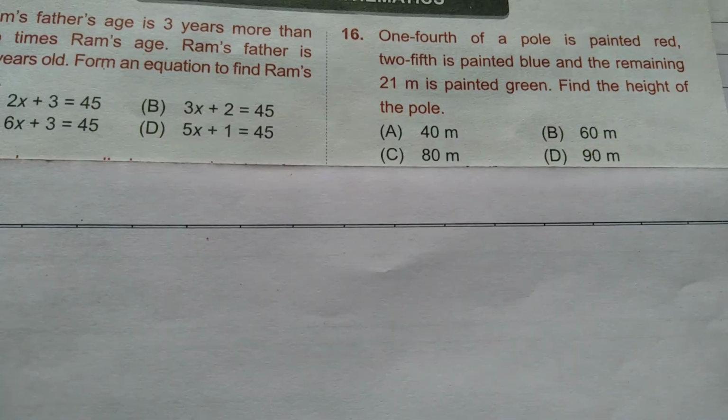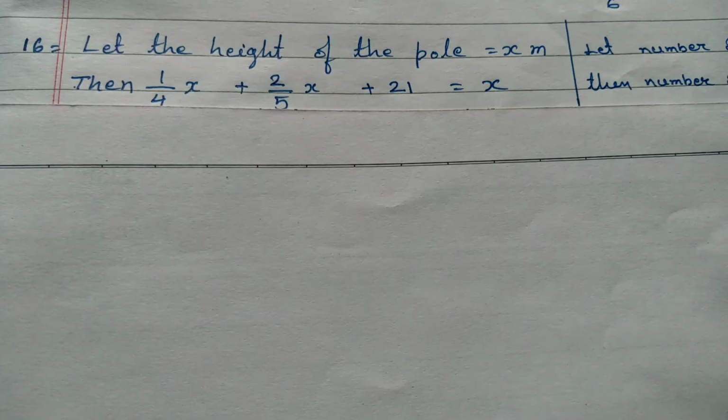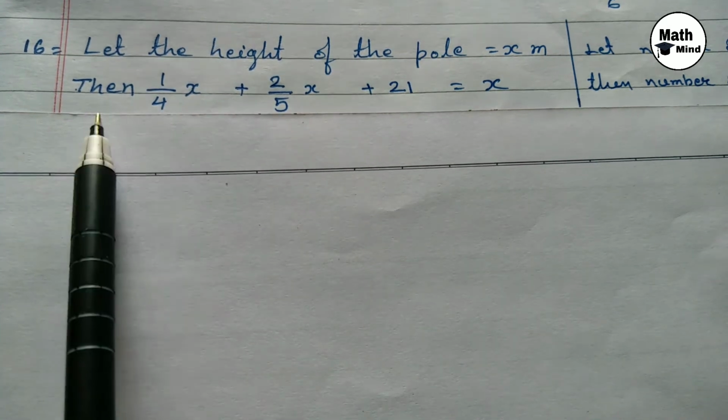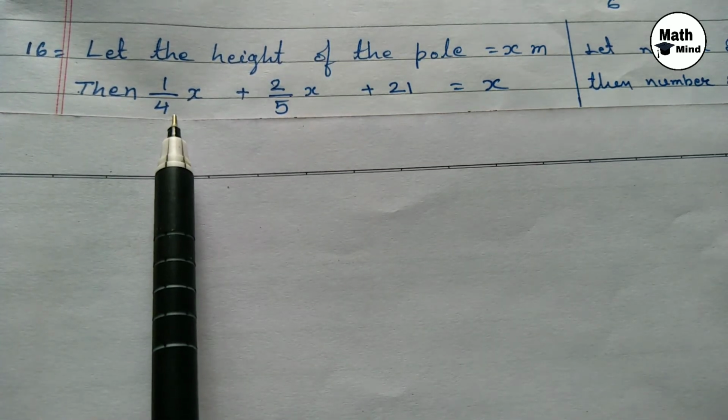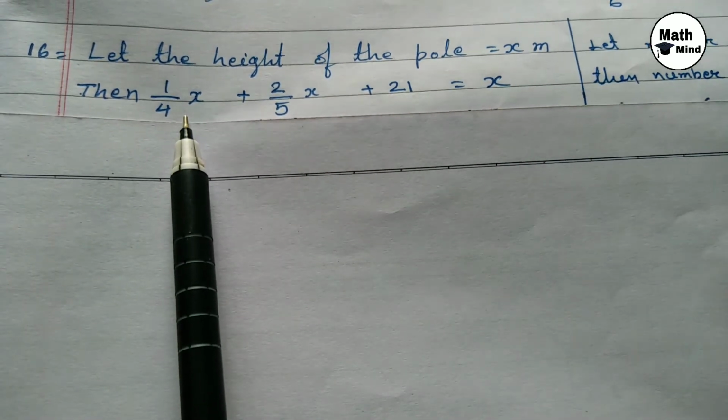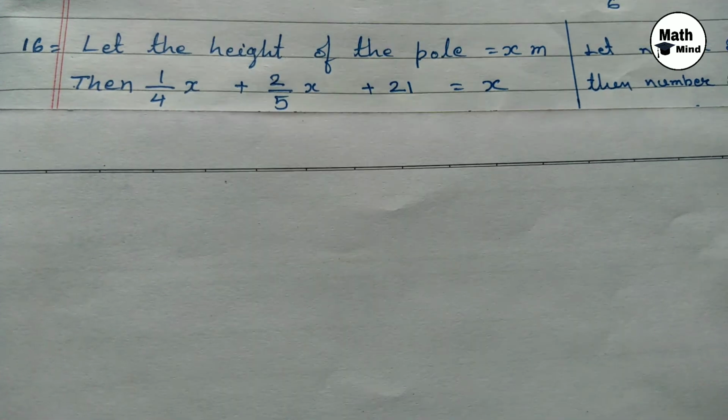Question number 16. 1/4 of a pole is painted red, 2/5 is painted blue and the remaining 21 meters is painted green. Find the height of the pole. Let the height of the pole be x meters. The pole painted red is 1/4 of the total height, it is 1/4x. So 1/4 of x is painted red, 2/5 of x is painted blue and the remaining 21 meters is painted green.